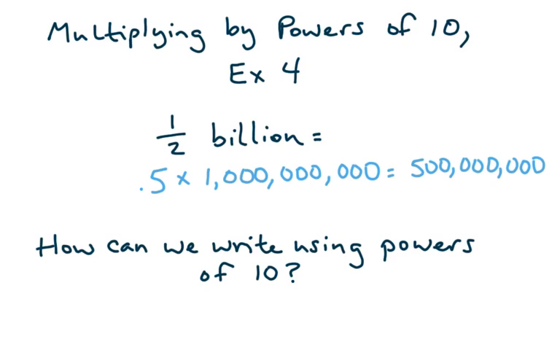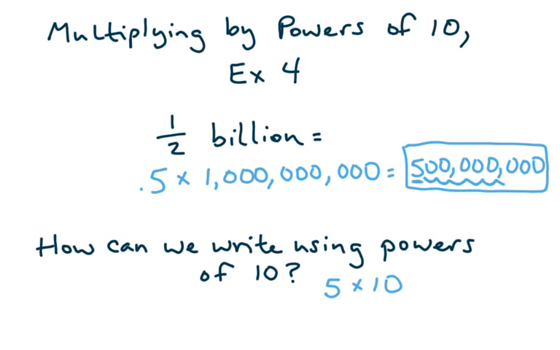Okay. And then they say to us, how would we write that using powers of 10? Okay. So we would use our whole number, right? 5 times 10 to the something, and that something is the number of zeros following our whole number. 1, 2, 3, 4, 5, 6, 7, 8 times 10 to the 8th. Okay.